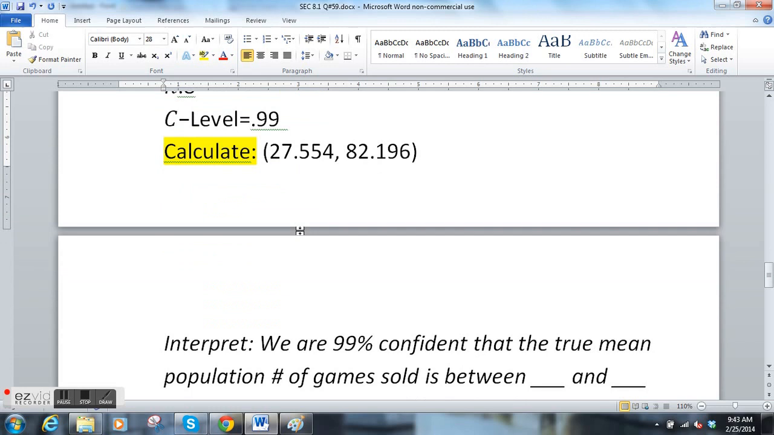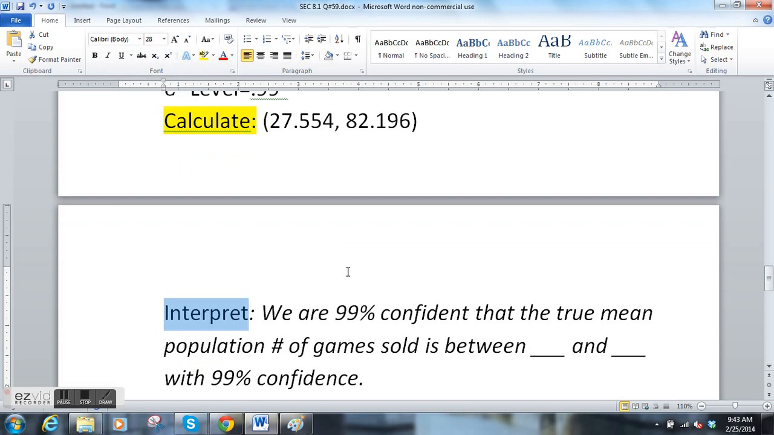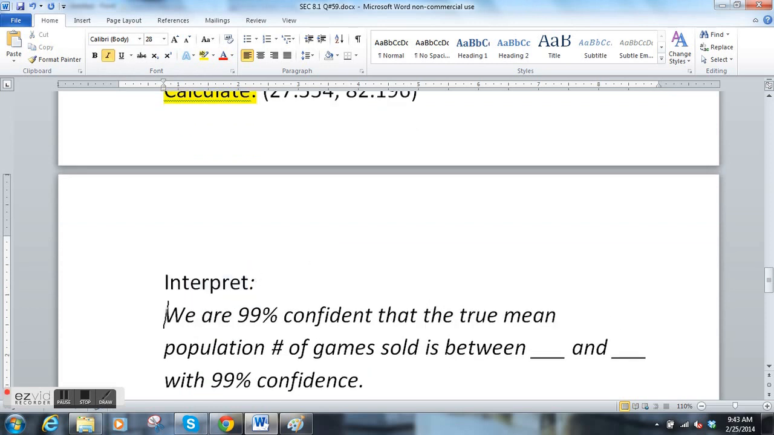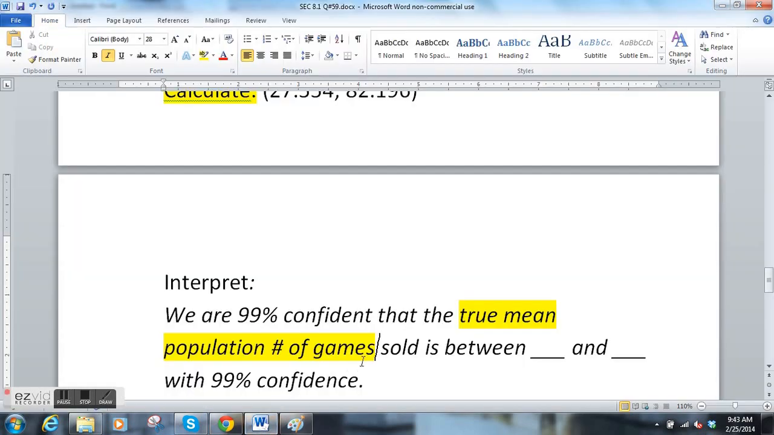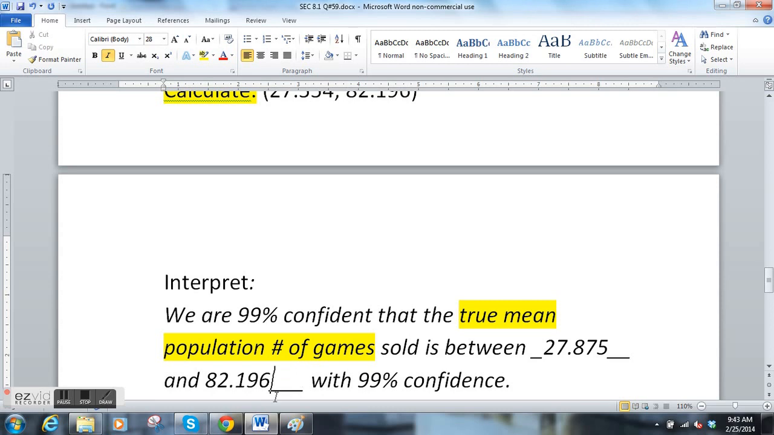And we're not quite done with the problem. The question says interpret the confidence interval. So here is your interpretation sentence. Write this on your card. We are 99% confident that the true mean population number of games, remember, that's what we're looking for, the mean number of games sold is between, you type it in, 27.875 and 82.196. You can use either one of these. It doesn't really matter. I don't care about the rounding.